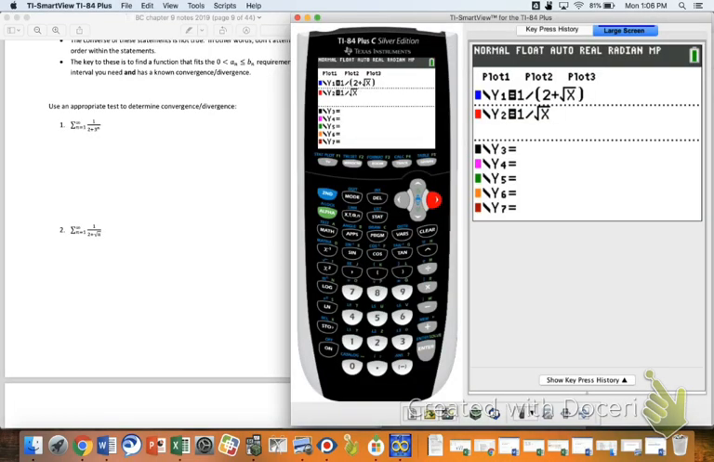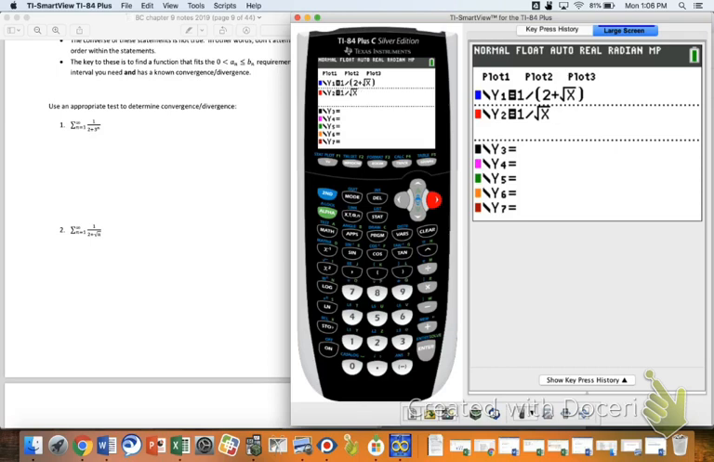How do you know that the red graph here, how do we know that'll measure? P-test, p equals 1/2, which is less than or equal to 1, right? Yeah, so we do know about the convergence or divergence in this case of the red graph. So that's good. Now let's see if it fulfills the other requirement.